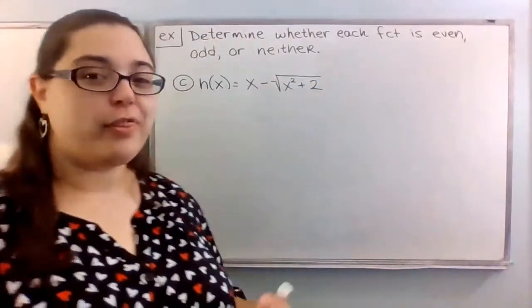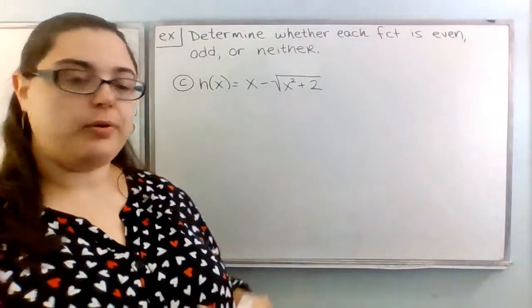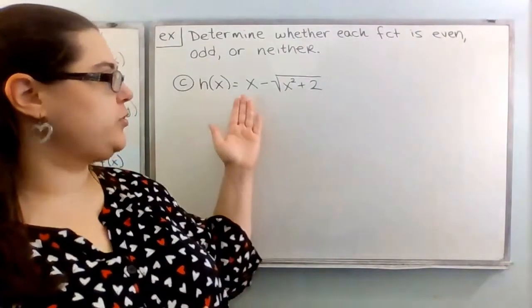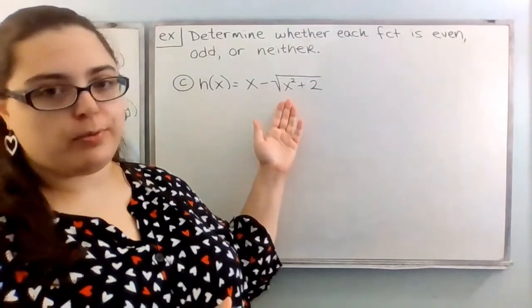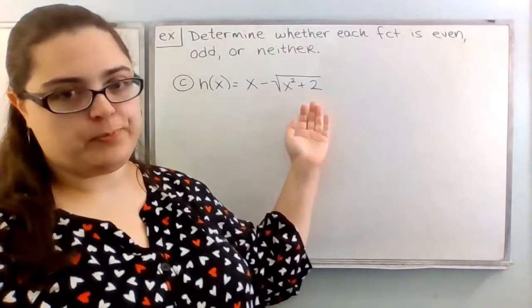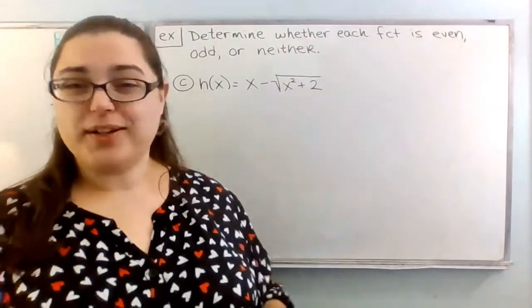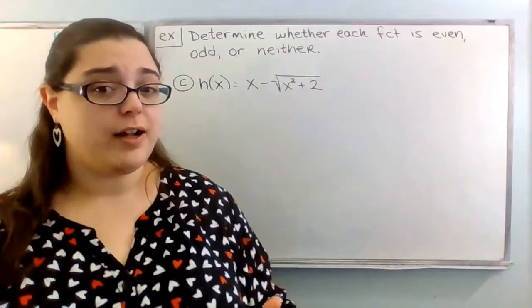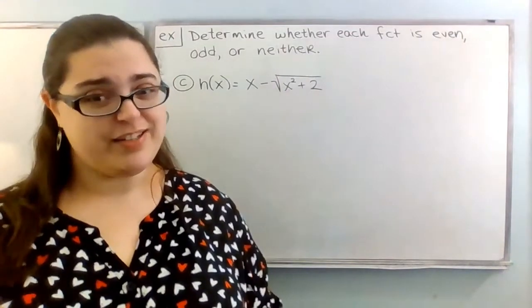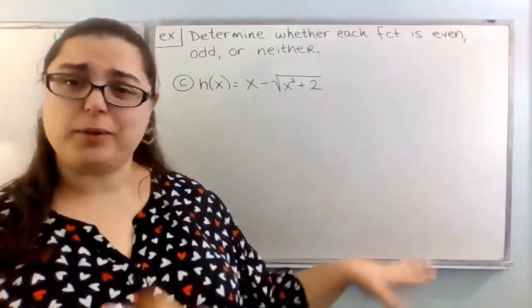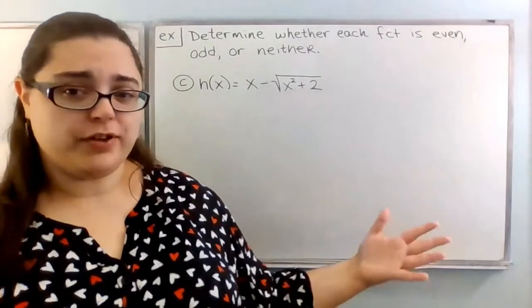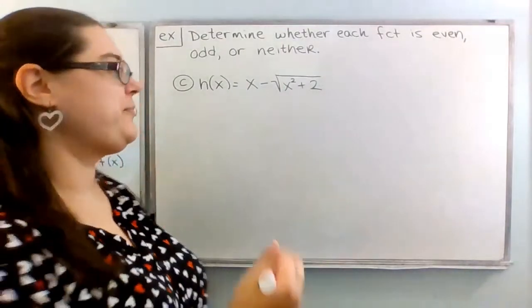All right, for our third and final algebraic example, we have h of x is equal to x minus the square root of x squared plus 2. So if you want to try this one on your own, first you can. We're just going to find h of negative x and simplify. So if you want to pause and try this one out, feel free. Otherwise, work along with me.